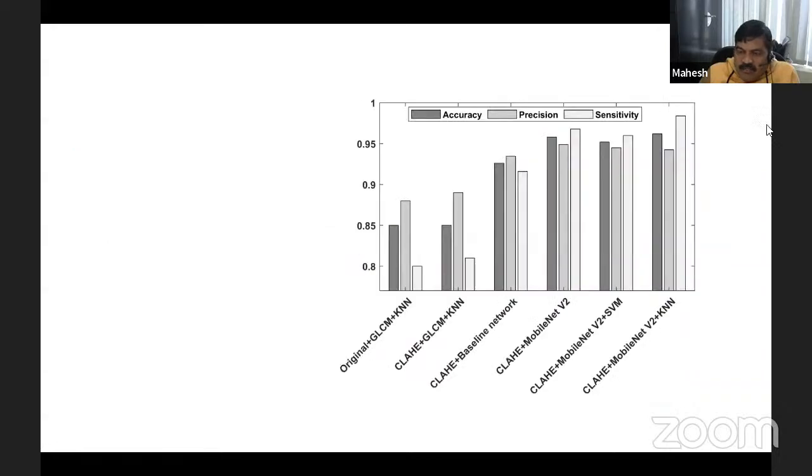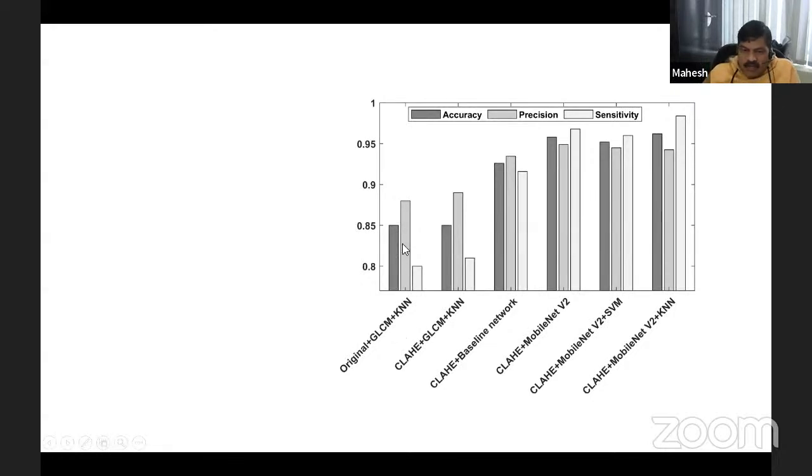So I have summarized here the performance of our work. We started with the original GLCM KNN classifier, which is the machine learning technique. We have not processed the image, but we have used a gray level co-occurrence matrix for extracting features and a KNN classifier, and you can see the accuracy is 85% or in between this.